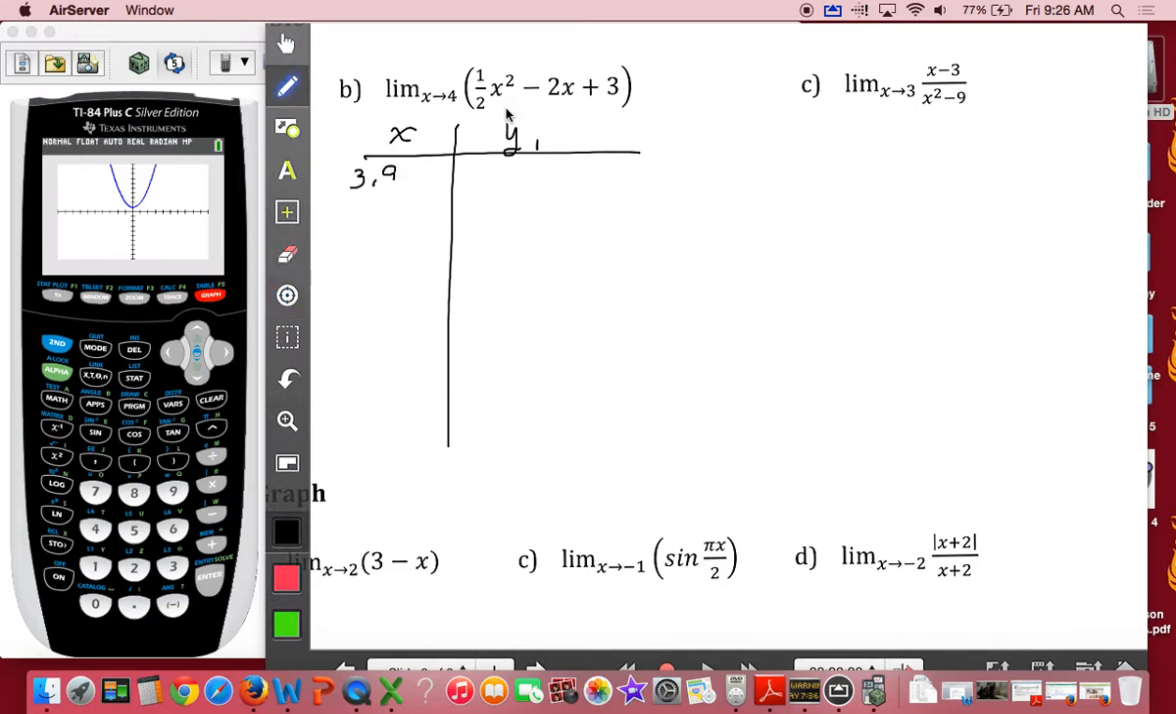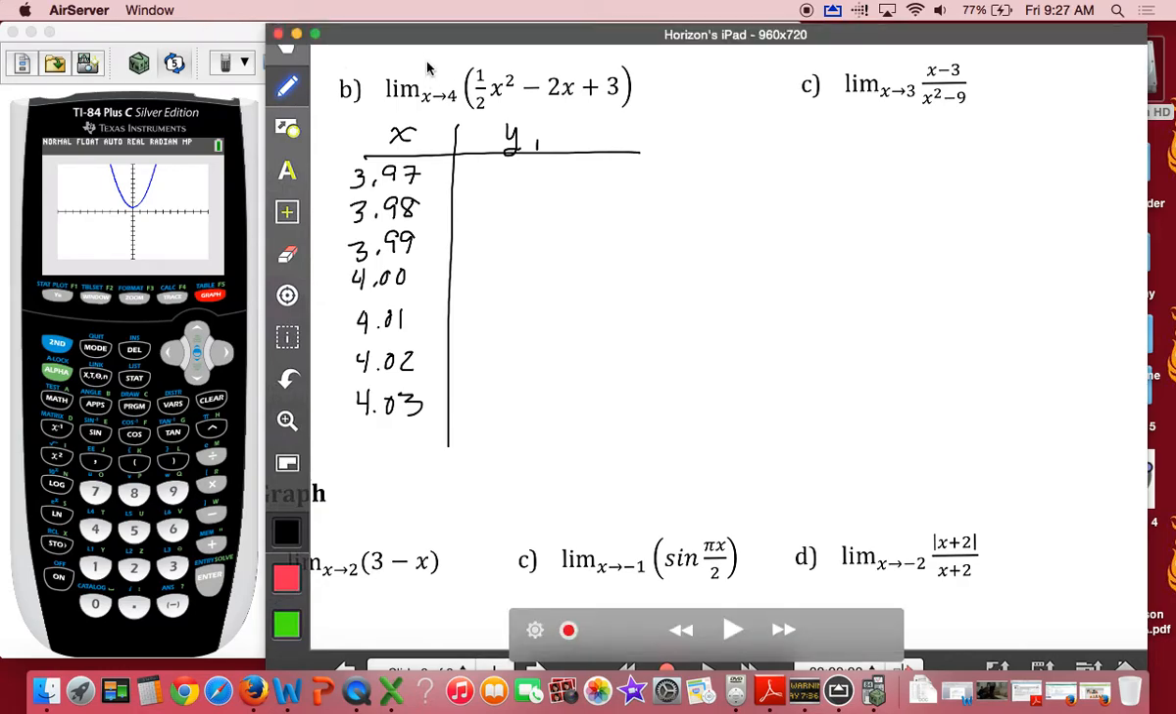And then 3.98, 3.99, and 4.0. And we're going to get bigger. 4.01, 4.02, and 4.03. And we do expect an answer this time for 4.